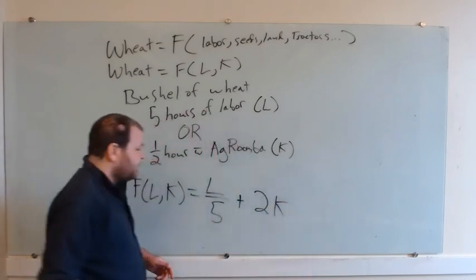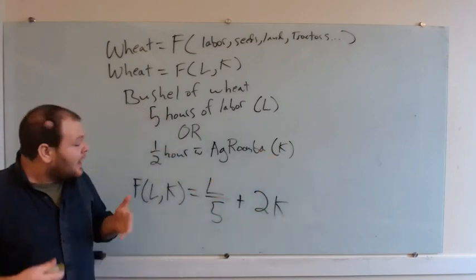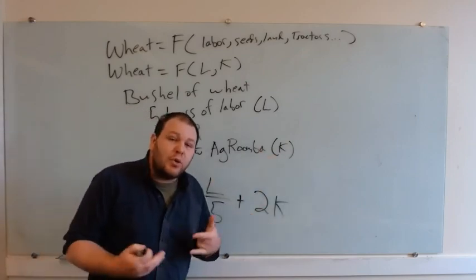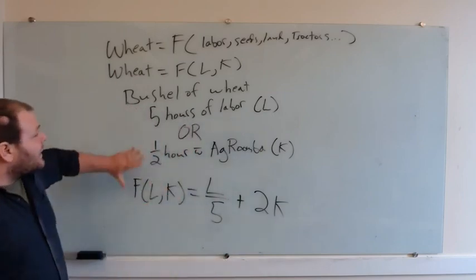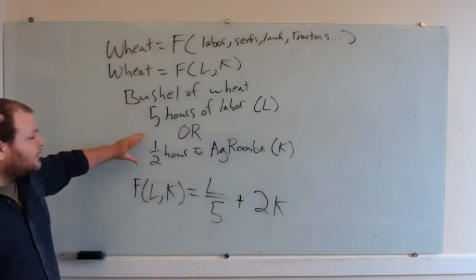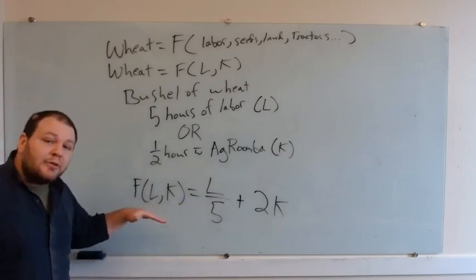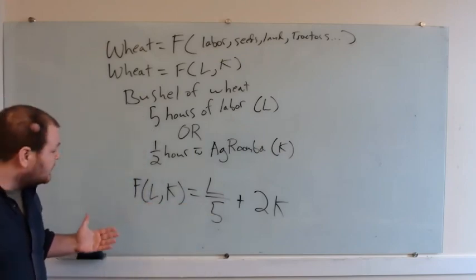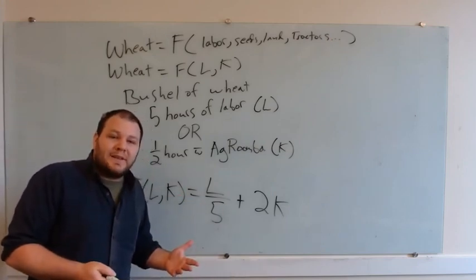Bushels of wheat. So in total, if I have L hours of labor and K hours of ag Roomba time, I would be able to harvest L over 5 plus 2K bushels of wheat. And this is going to be describing a situation where hours of labor and hours of ag Roomba time are perfect substitutes. We'll end up with a production function describing perfect substitutes that looks just like our utility functions did when they were describing perfect substitutes.